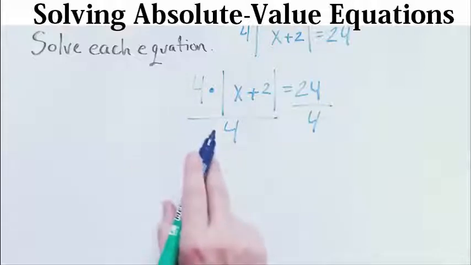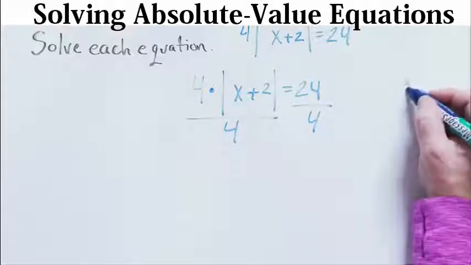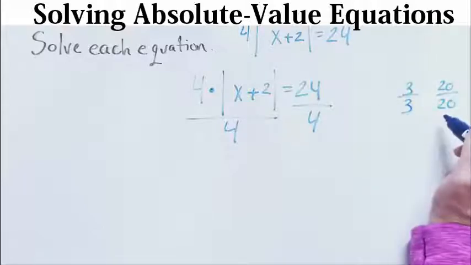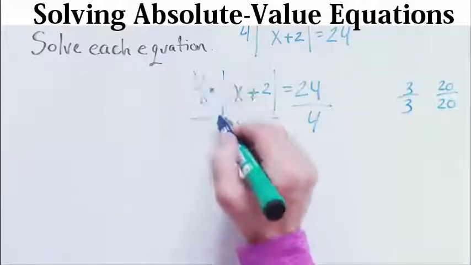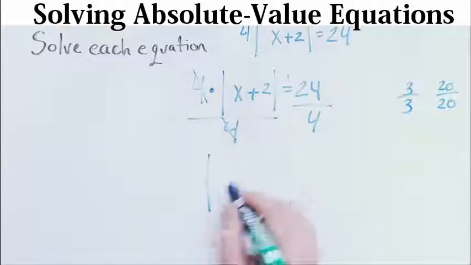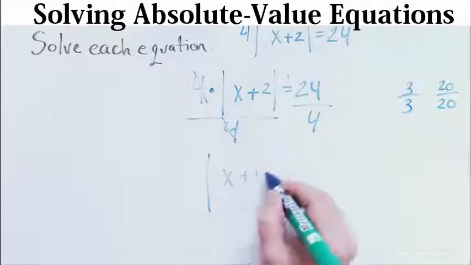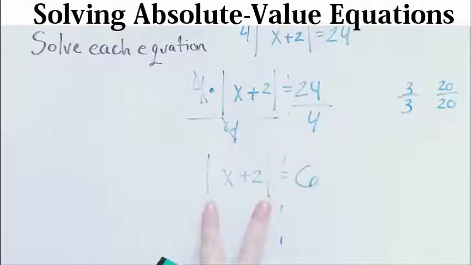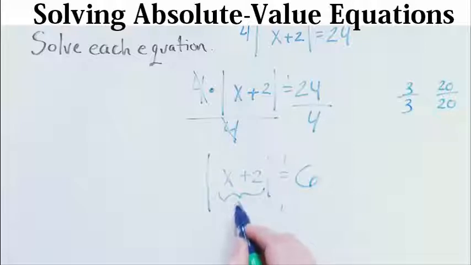Remember our fractions: if you had 3 over 3 or 20 over 20, these all simplify down to 1. So 4 over 4 simplifies down to 1. So we are left with the absolute value of x plus 2 equaling 24 divided by 4, which is 6. Now I want to know what number in here could be 6 away from 0. The number in here could have been either 6 or negative 6.